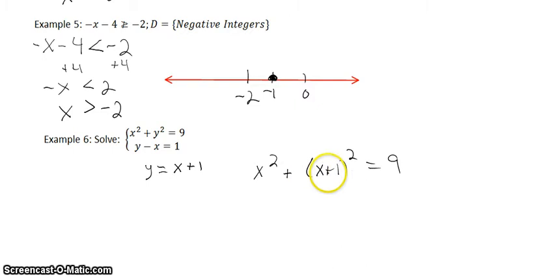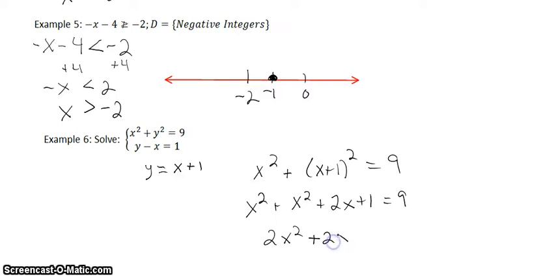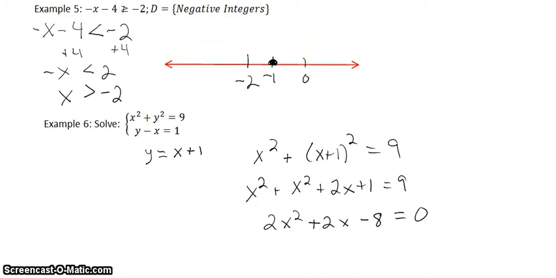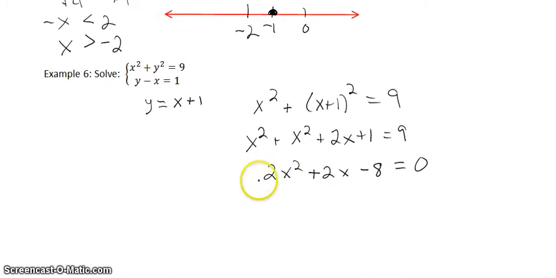So I'll go ahead and square the x plus 1, so I'll have x squared plus x squared plus 2x plus 1 equals 9. Now I need to get my like terms together, and I also will need to move the 9 to the other side. So I would have 2x squared plus 2x and then minus 8. And that'll be equal to 0. Alright, then I would divide everything by 2 because that's a common factor, and that'll make the numbers a little bit smaller and easier to work with. So I'll have x squared plus x minus 4 equals 0.